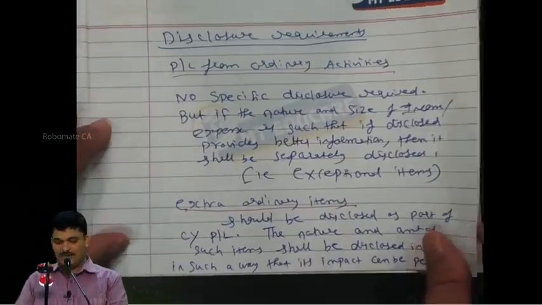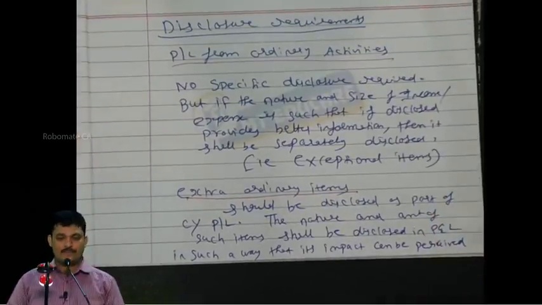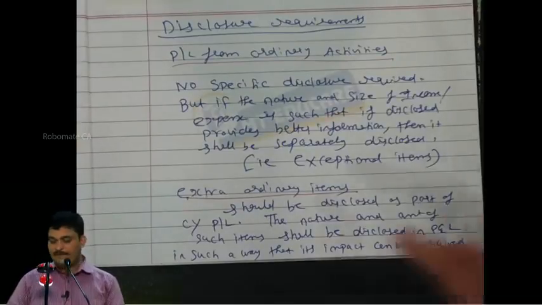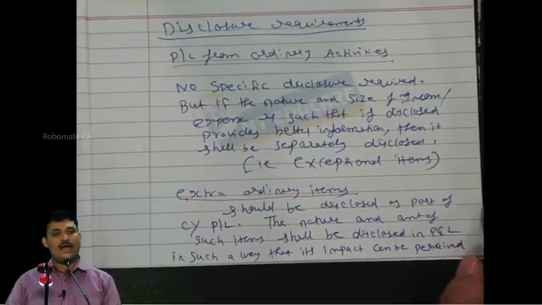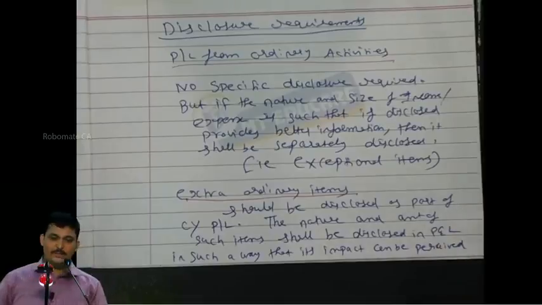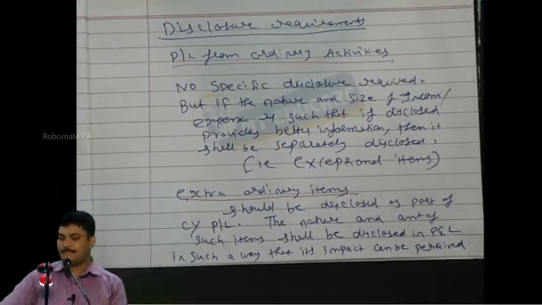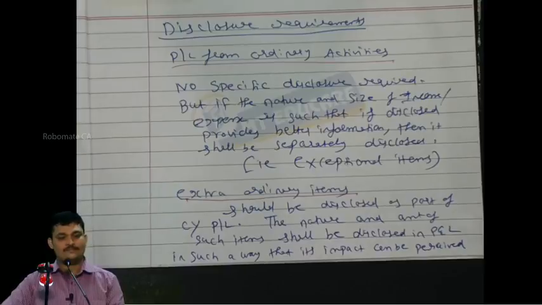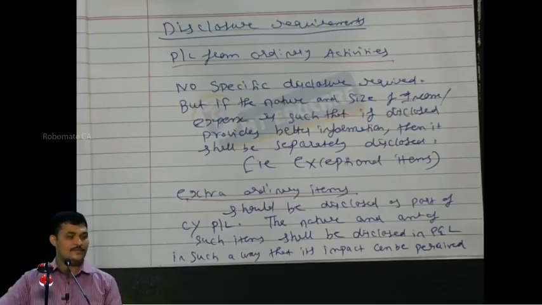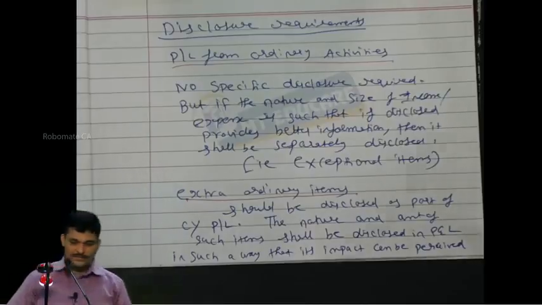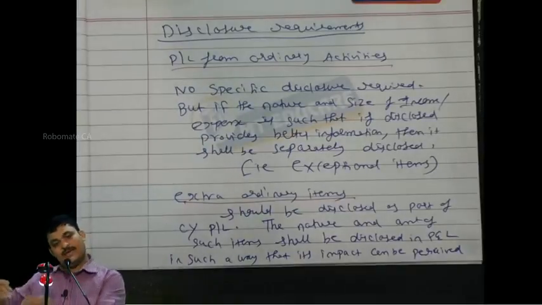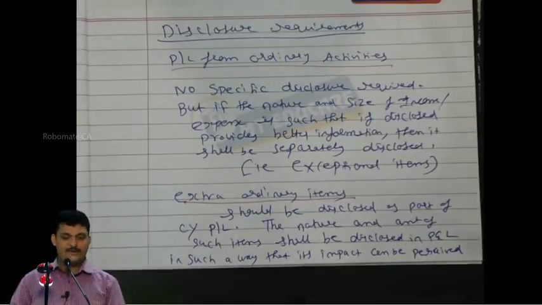Understood? So next we have prior period items. Prior period item should be disclosed after the current year profit or loss. Prior period item should be disclosed after the current year profit or loss. Everybody, prior period item should be disclosed in a separate head after the current year profit or loss.